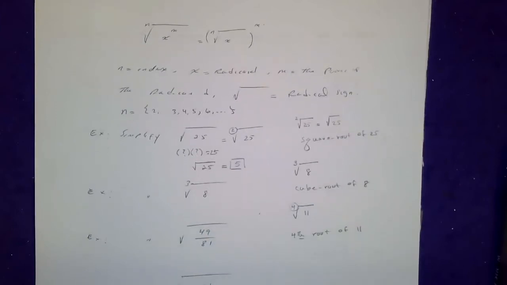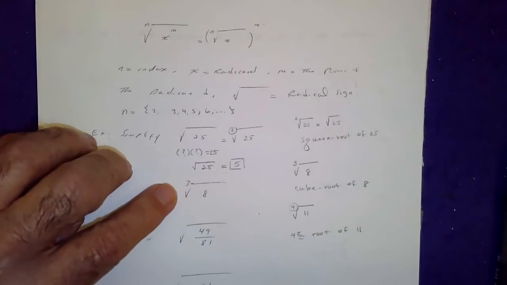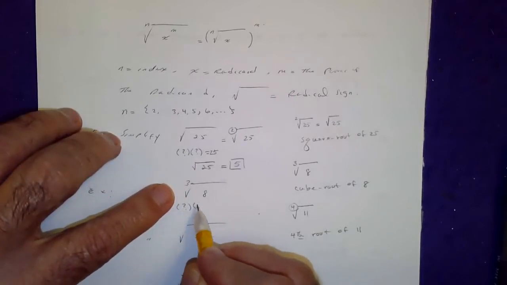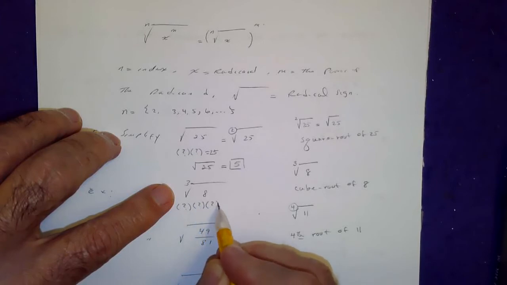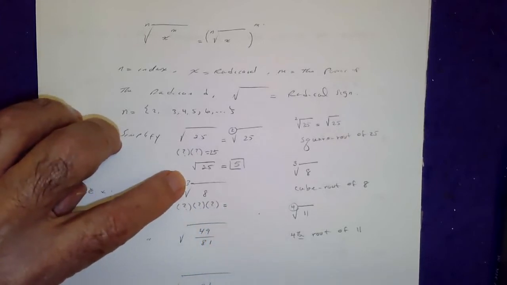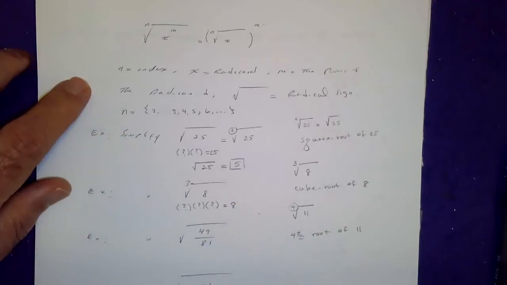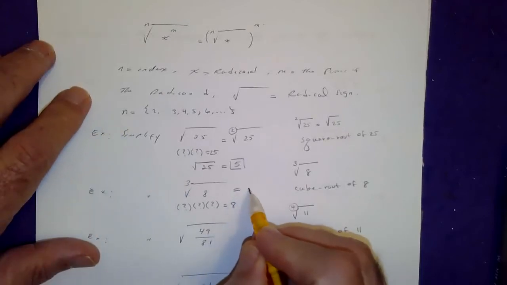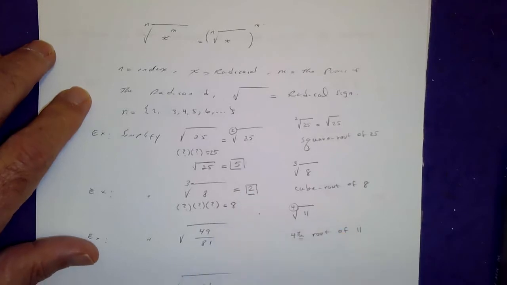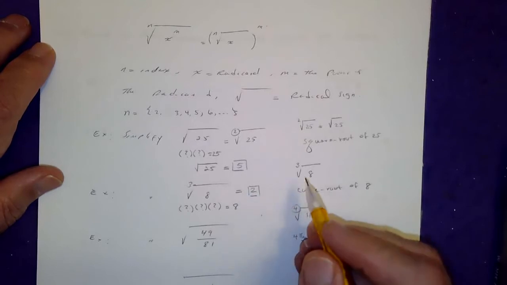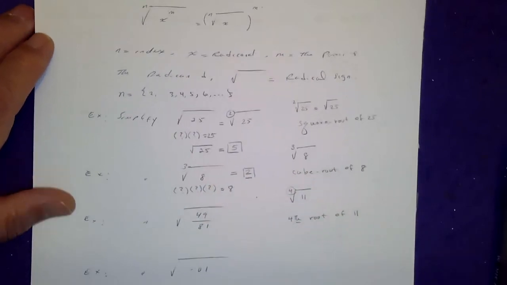Do you see it? This one reads cube root of 8. You know what that means. Give me a number that if I multiply it by itself 3 times, because the index is 3, I should get 8. That magic number, you and I both know, is 2, because 2 times 2 times 2 gives you 8.